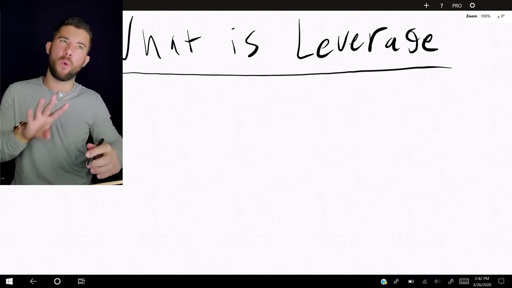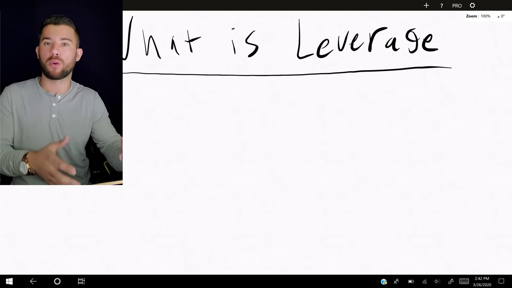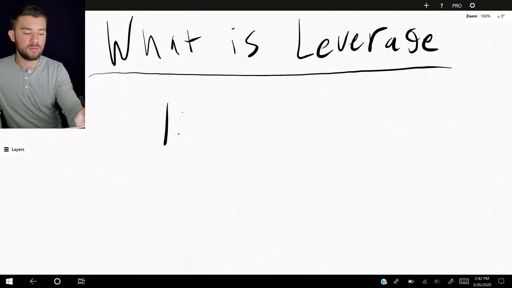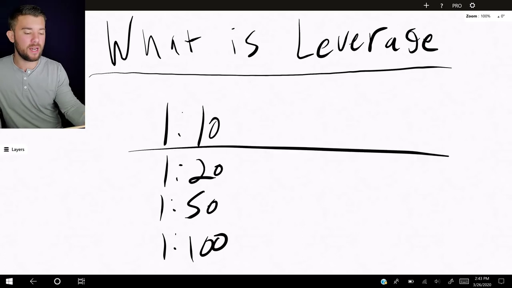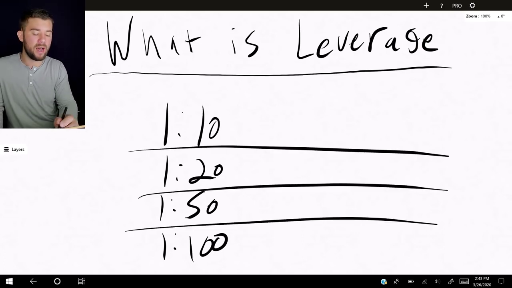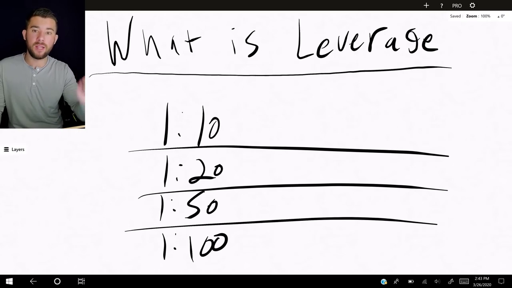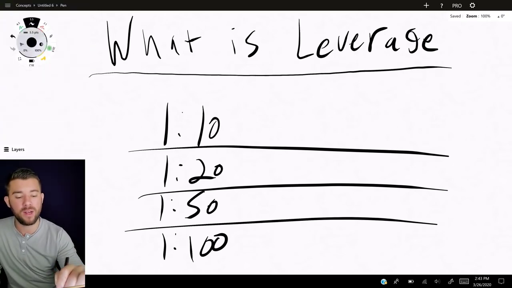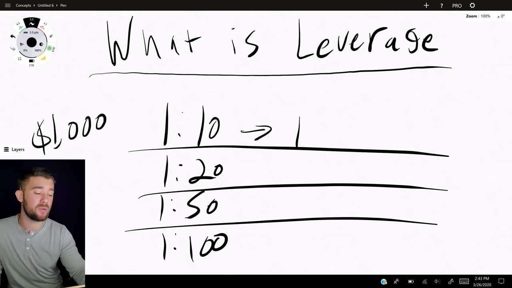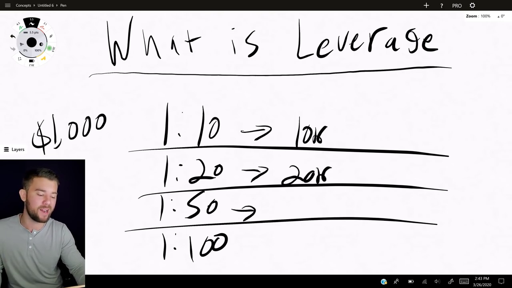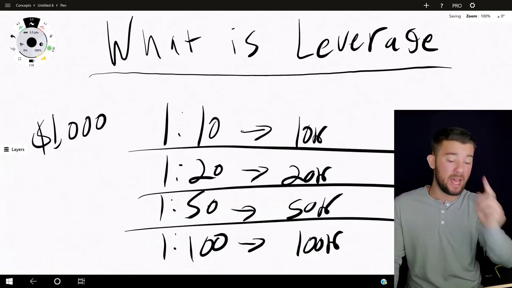We have about 4 different types of major leverage that people or brokers allow you to have. And we have 1 to 10 leverage, 1 to 20, 1 to 50, and 1 to 100 leverage. Now, each of these means that you have your account times the leverage you get in buying power. So let's say you have a $1,000 account. Just to make math super simple, that means with 1 to 10 leverage, you have 10K buying power. 1 to 20, you have 20K buying power. This is self-explanatory, but I'm going to write it down anyway. 50K buying power at 1 to 50, and 100K buying power at 1 to 100.